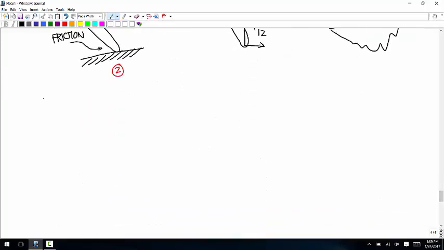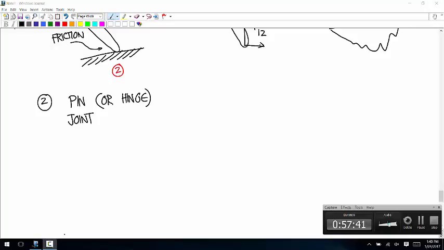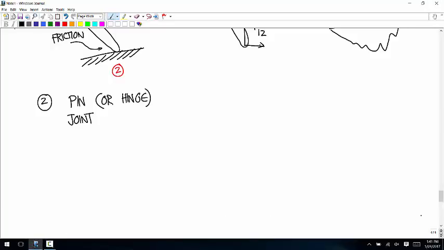And then the second type is a pin joint, or a hinge. And so let me show you what that looks like. Okay, so pin joint. It's like this. One body there, one body there. So let's call that body 1 and that body 2.